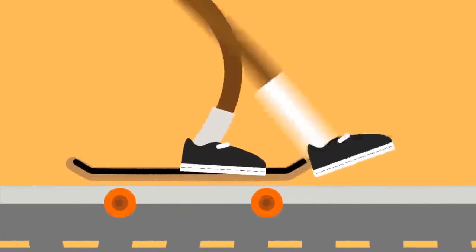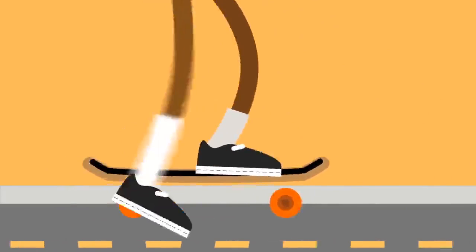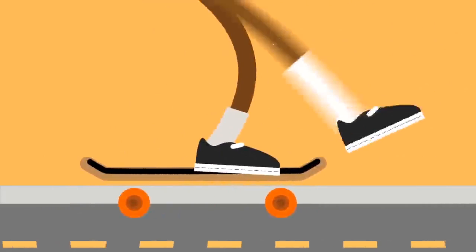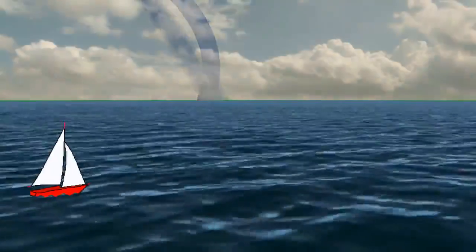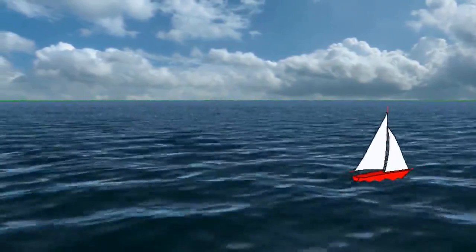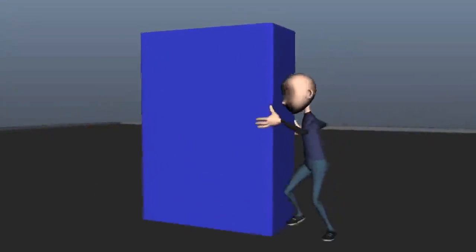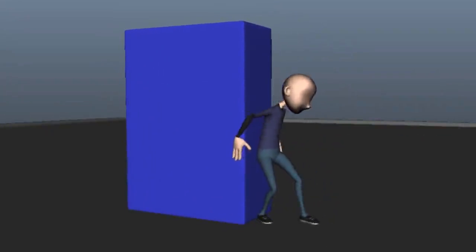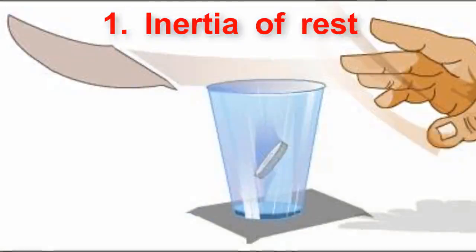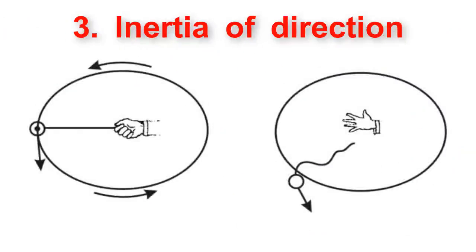The inherent property of the object to resist any changes in its state of rest or state of uniform motion unless it is influenced by an external unbalanced force is known as inertia. Only a small force is needed to stop a moving boat, but a large force is needed to stop a moving ship. More mass, more inertia. So, inertia depends on the mass of the object. This inertia can be classified into three: inertia of rest, inertia of motion, and inertia of direction.